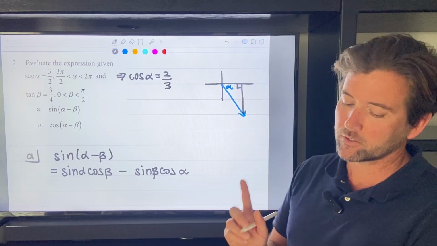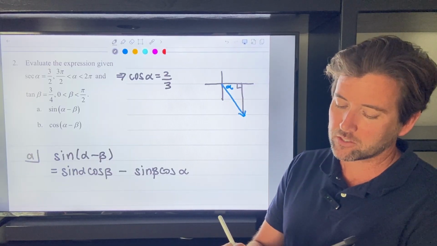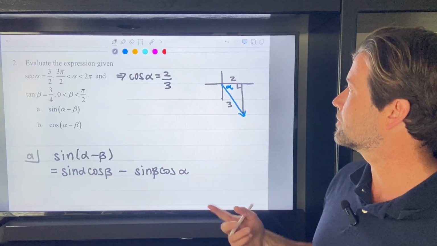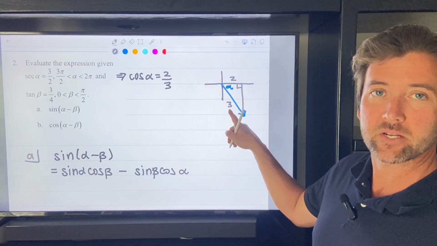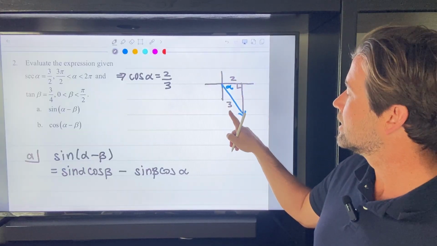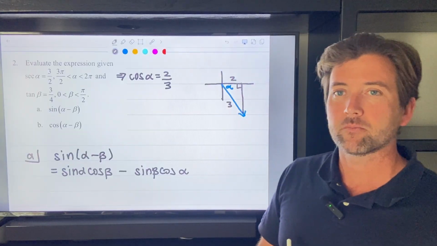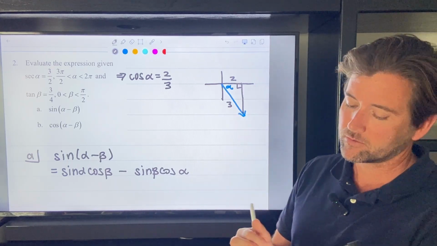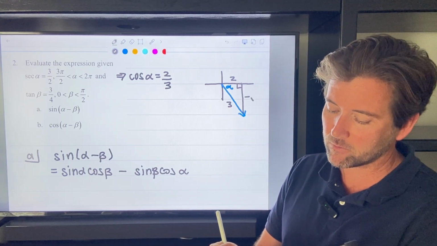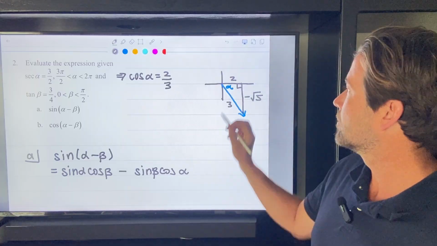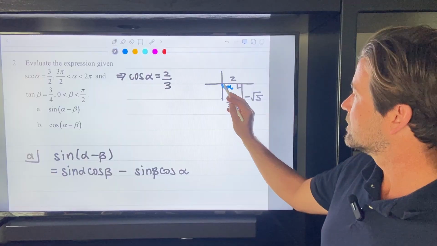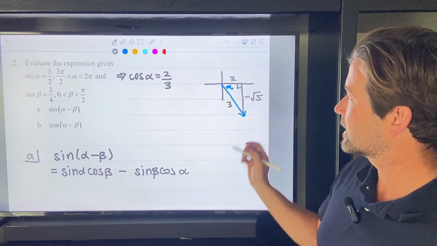So the cosine of alpha, remember SOHCAHTOA, that's the adjacent over the hypotenuse. So we'll use the Pythagorean theorem. If we square 3, we get 9. You square 2, you get 4. So 9 minus 4 will be 5. So this side here is going to be negative square root of 5. We're going to the right, and then we're going down.